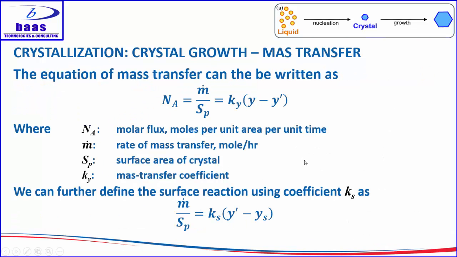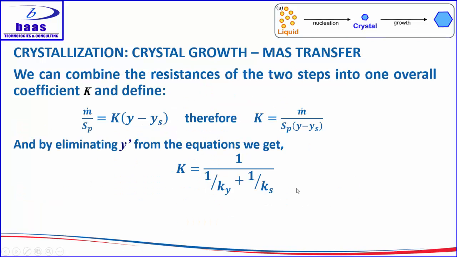The equation of mass transfer can now be written as follows, using the new driving force, which is the difference between the supersaturated concentration and Y prime, the concentration at the face of the crystal. We can further define the surface reaction using the coefficient Ks. If we combine the two resistances into one overall step, we can define K, the overall coefficient, and then we can write the overall transfer equation as given here, hence defining the overall coefficient as follows. By eliminating Y prime from the two equations above, we end up with the overall coefficient given by this equation here.